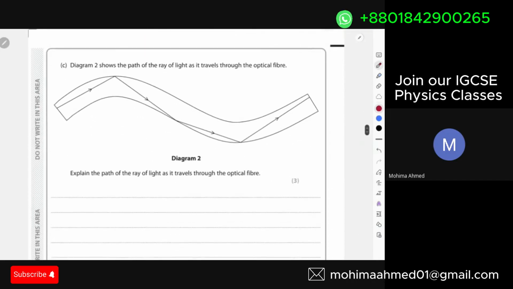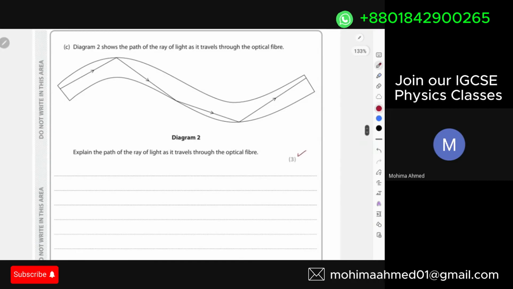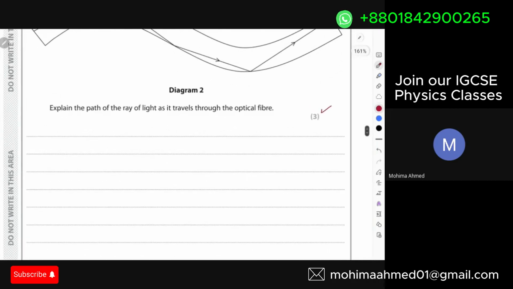After this, again, they are asking to explain the path of the ray of light as it travels through the optical fiber. We can see that over here, this is total internal reflection, because the core has a higher refractive index than air. And in this case, the angle of incidence is also greater than the critical angle, right? These are the 3 points that should be written over here in order to get these 3 marks. So for the final answer, I will write that total internal reflection is occurring at every boundary.